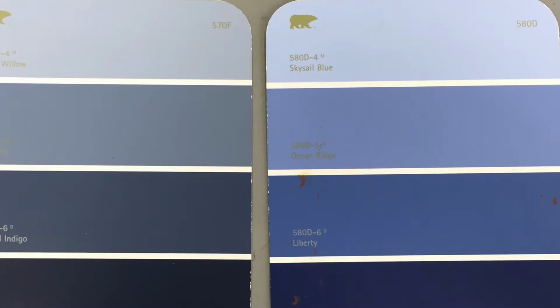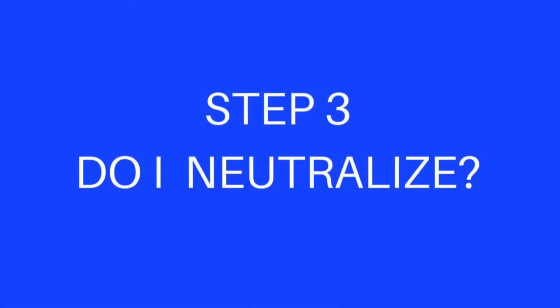Here is an example of high chroma and lower chroma. On the right is the higher chroma, closer to straight out of the tube, a little more saturated. And on the left, the blue has been dulled down by the addition of its complement, orange. Let's return to step 3. Do I neutralize? In other words, is my target color duller, grayer, lower chroma than what is on my palette?